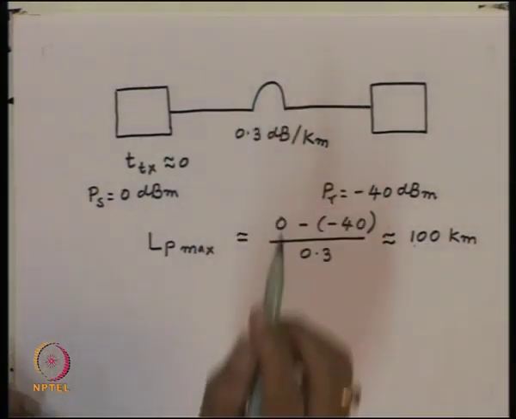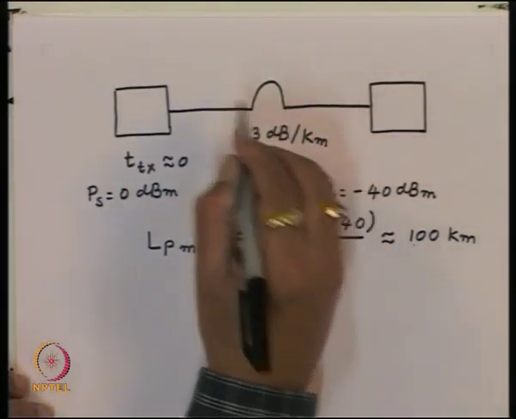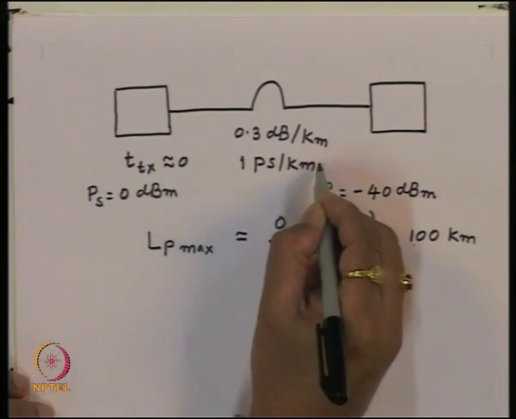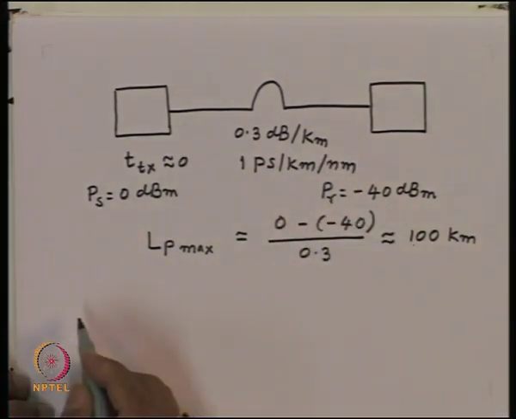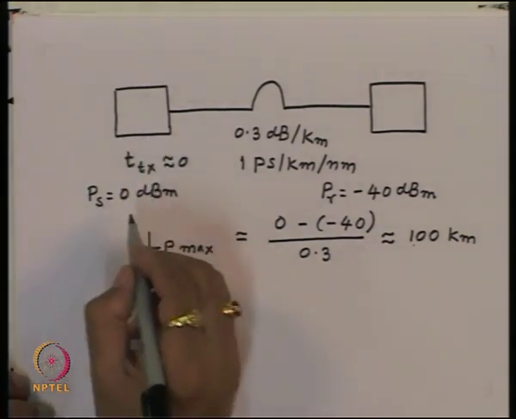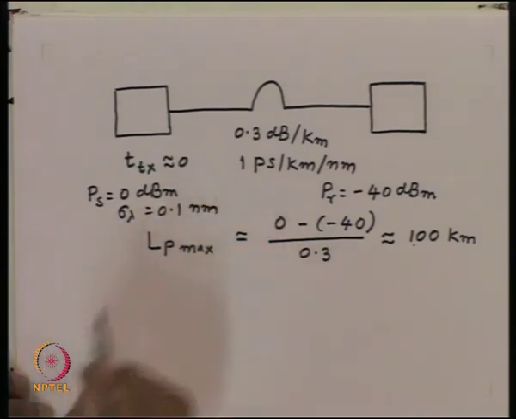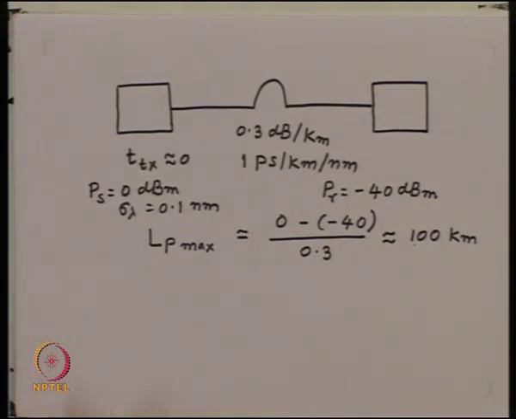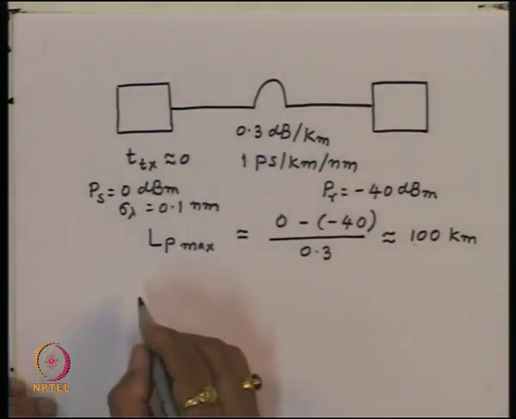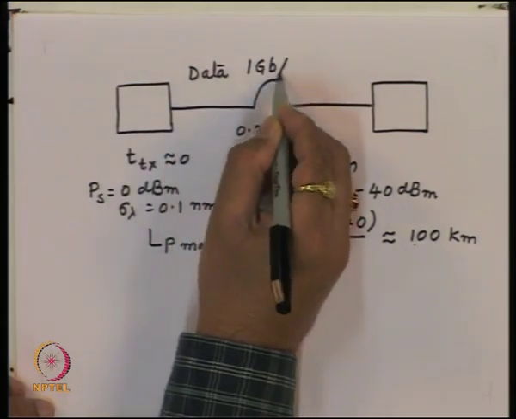Let us say this fiber is a single mode optical fiber where the dispersion is, let us say, 1 picosecond per kilometer per nanometer. And let us say I have a transmitter which has a spectral width sigma lambda of 0.1 nanometer. And let us say I am transmitting data at a rate of 1 gigabit per second.